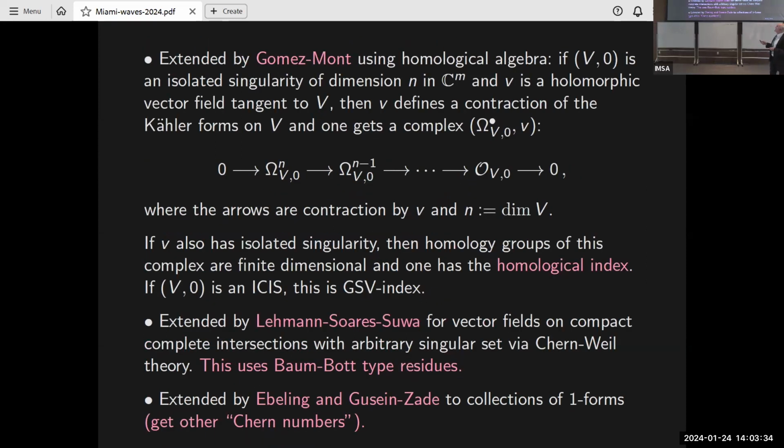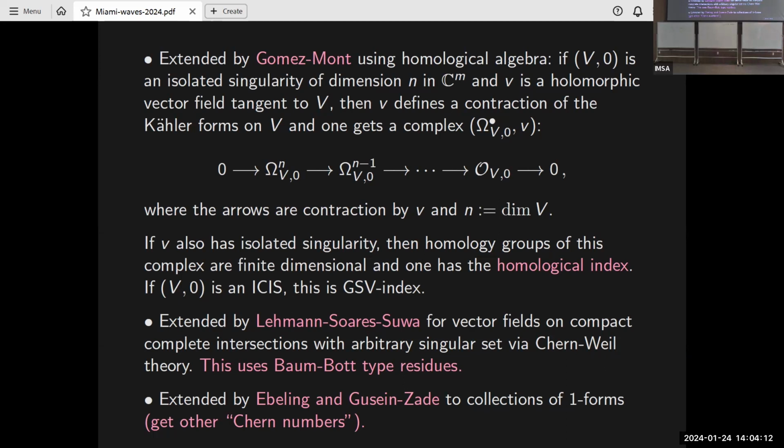This was extended by Gómez-Mont, using homological algebra in a very, very interesting way. If you have a singularity of any dimension in any ambient space, suppose that A is the dimension of the singularity, and it's embedded in some ambient space. You can consider the differential forms of degree up to A on it. And if you have a holomorphic vector field, you have a contraction. You go from degree n to n minus 1, and so on down, and you keep going with the different functions, and you put a zero.